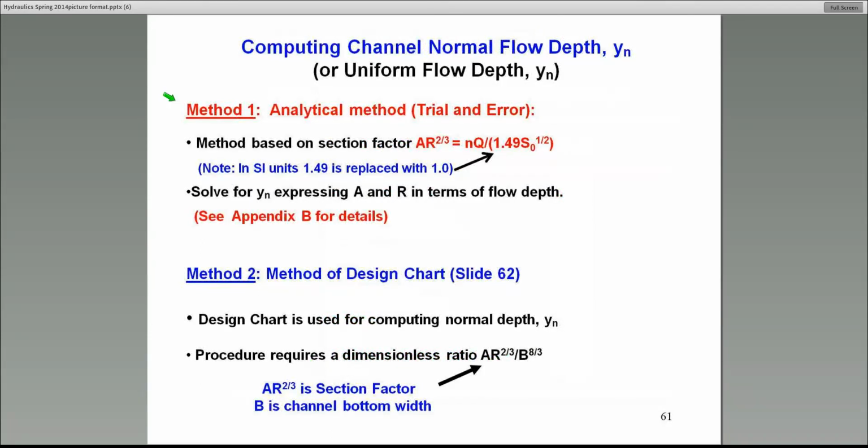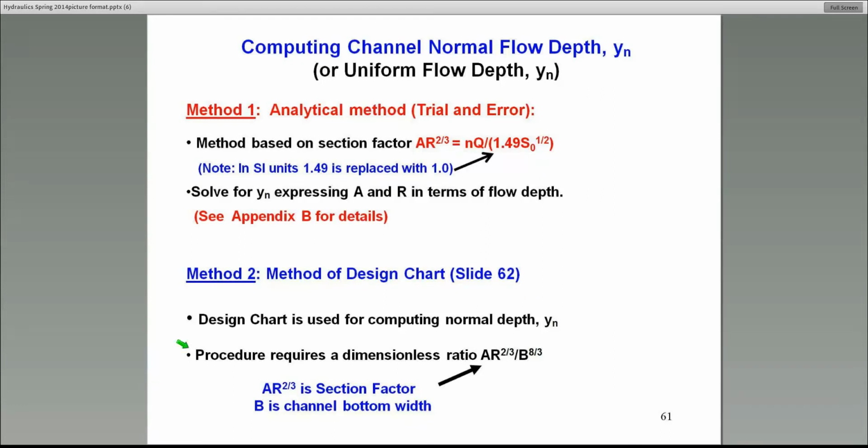The analytical method I will not do here. I've given you an example in the appendix. I would suggest you use the design chart again. So we'll go over that process. There's a separate chart like the critical depth. There's one for determining the normal depth also. Typically, this chart will give you the normal depth Yn. We call it Yn, by the way, unlike the critical depth Yc.